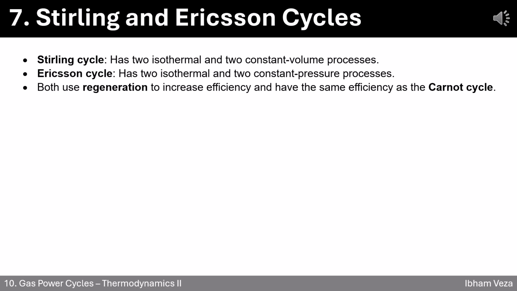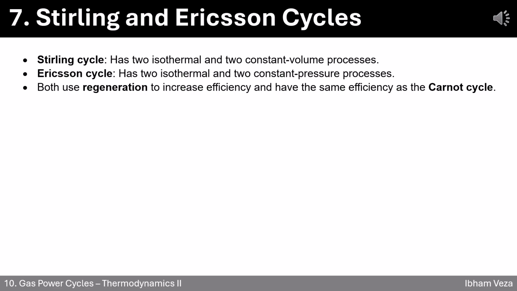7. Stirling and Ericsson cycles. Let's look at 2 special cycles that are known for their high efficiency, Stirling and Ericsson cycles. Both of these cycles have something in common. They include 2 isothermal processes, meaning heat is added and removed at constant temperature. The Stirling cycle uses constant volume processes for the other 2 steps, while the Ericsson cycle uses constant pressure processes instead.